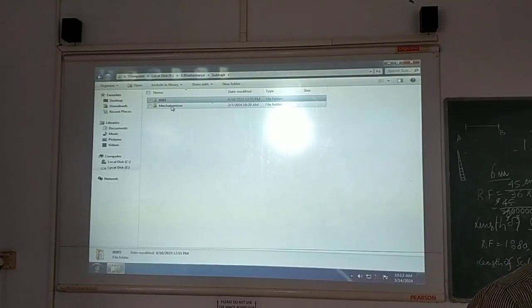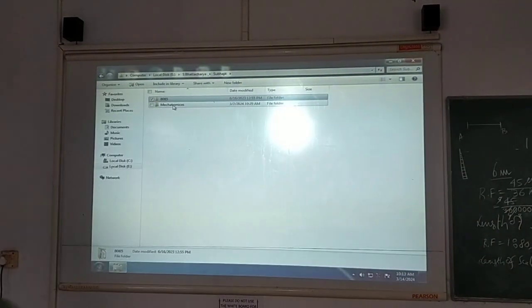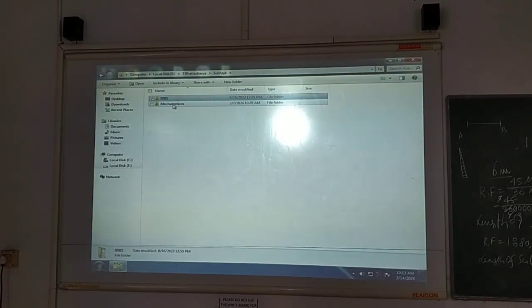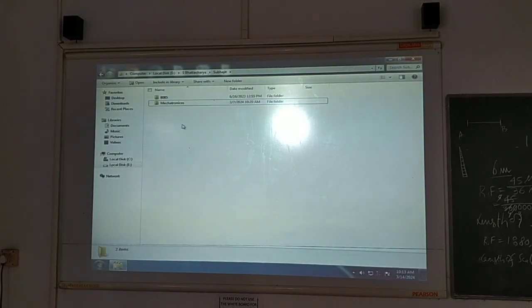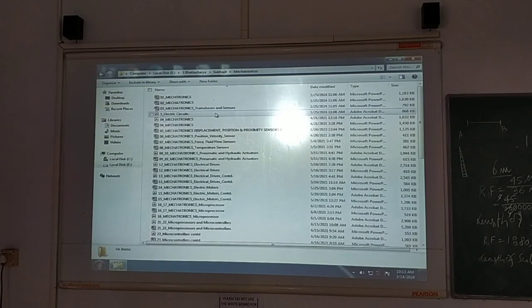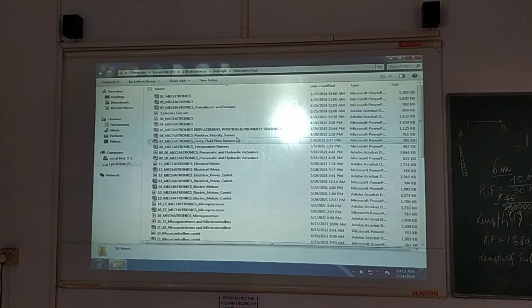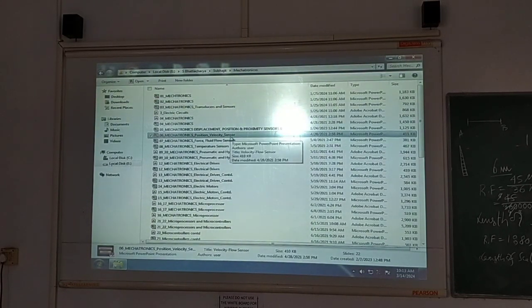What class was there the previous day? That was on optical encoders. How many types of encoders are there? Optical encoders. So we have already studied these things: mechatronics, position and proximity sensors, position and velocity sensors. We have discussed these optical encoders.